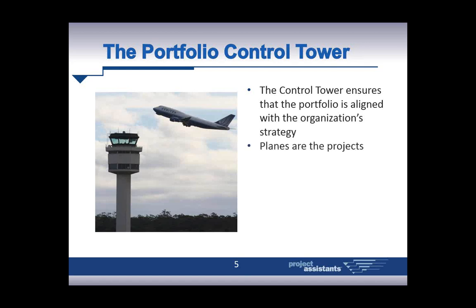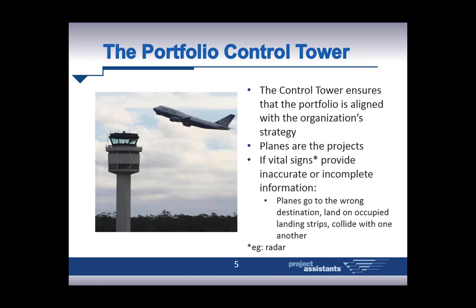So we thought, if we think about the airplanes being the projects, and that we in the control tower are really monitoring vital signs, you know, the radar, the altimeter, the things that are telling us about position and whether things are progressing according to plan. Okay, so when planes go to the wrong destination, or they land on an occupied landing strip, or they're colliding with one another, we want to be making sure that we are proactively seeing when things are going to happen.